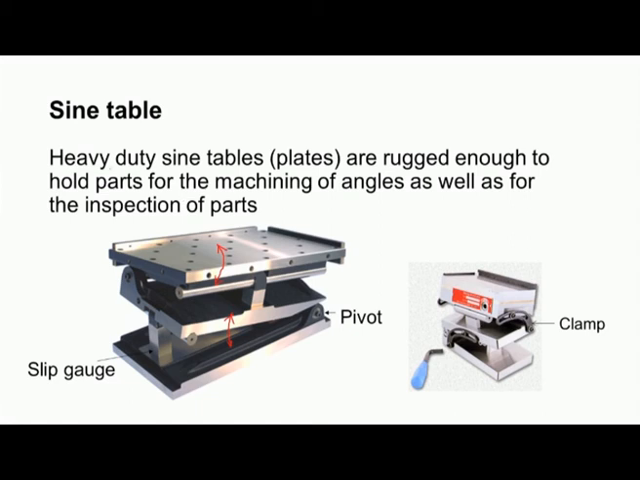So, these sine tables are heavy duty tables. They are very rugged to hold the parts for measurement of angles as well as for machining of angles. Workpieces can be mounted on this table and it can be machined. You can see the clamp for the two plates or two tables. Using these clamps, the tables can be rigidly clamped at the set angles.